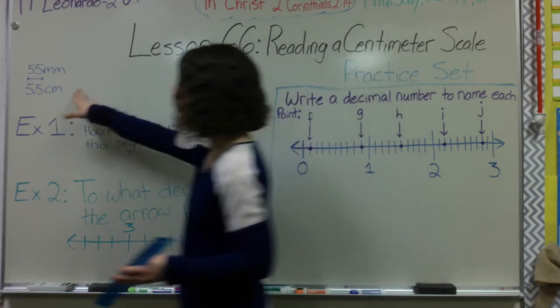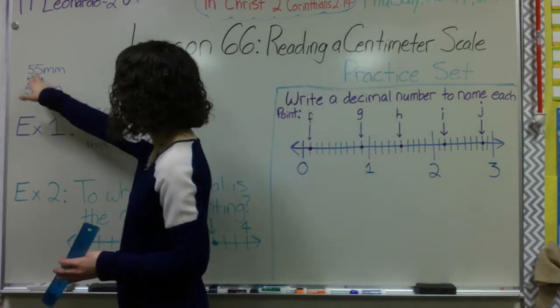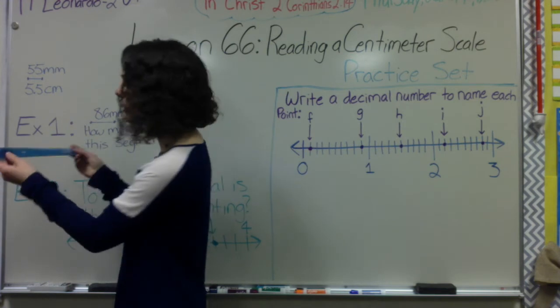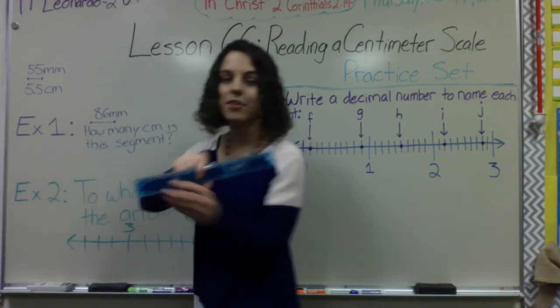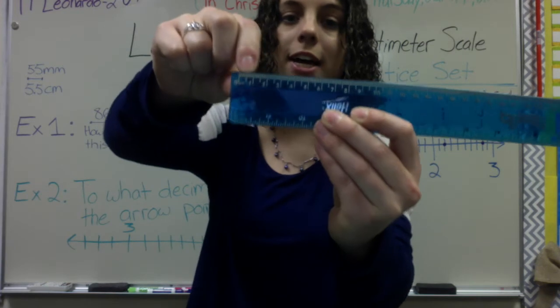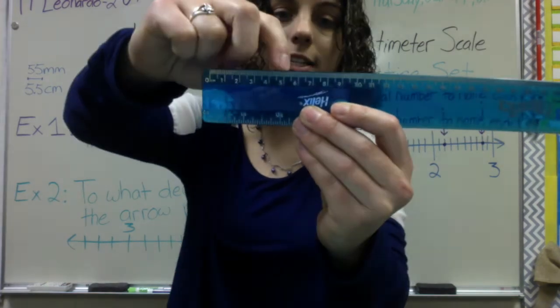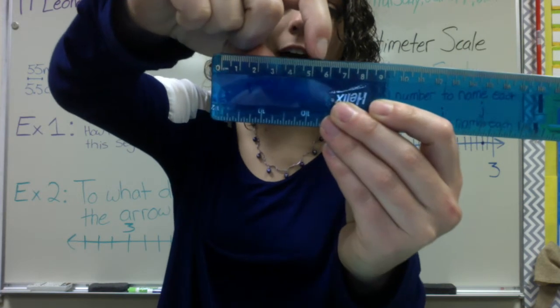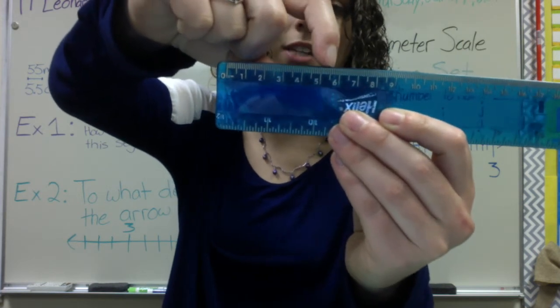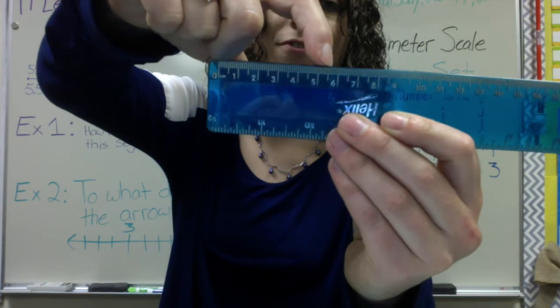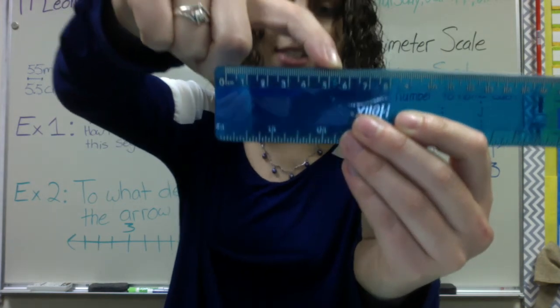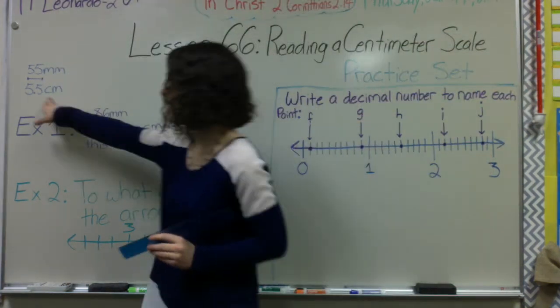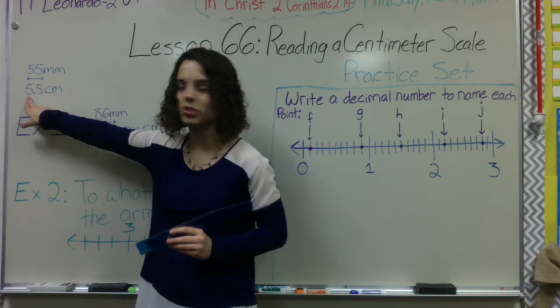Now on this segment right here that I've drawn, I have 55 millimeters long. It is 55 millimeters. That means 55 of each of these tiny lines. That would be right here. So right in between your 5 and your 6 is 55 millimeters. And that is the same as 5.5 centimeters.